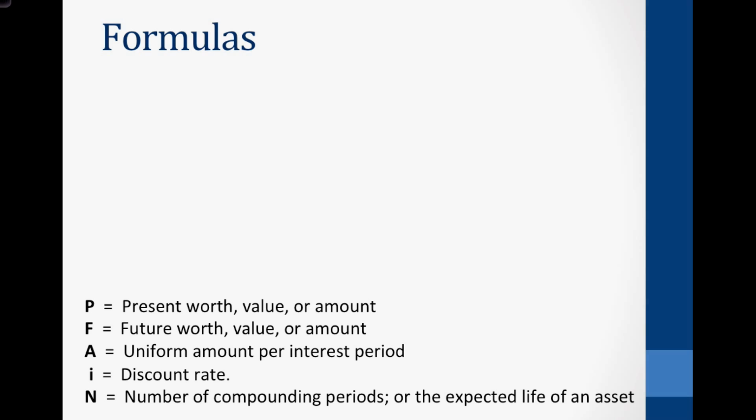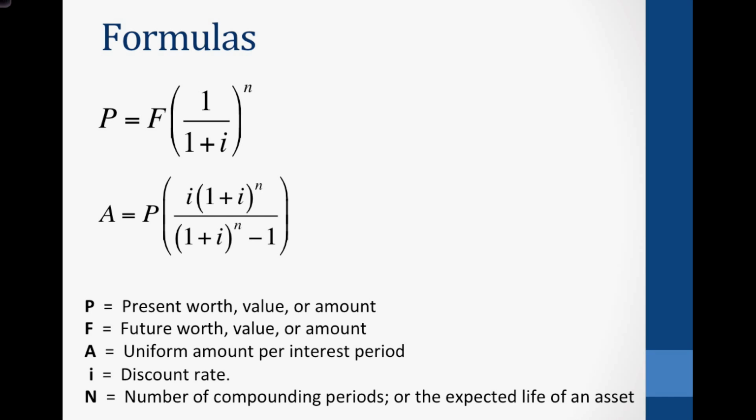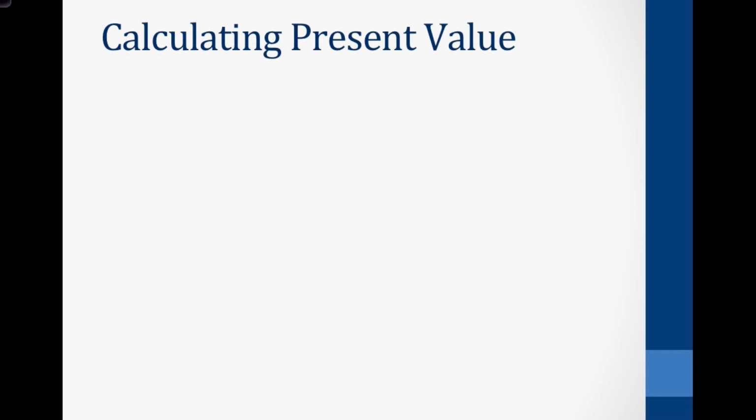So we have formulas to do just that. To bring a future value into a present value, we have this formula. And once we have this present value, we have a formula that we can use the present value to solve for an annual worth. Below are the definitions of the variables, where P is the present worth, F is the future worth, A is a uniform amount per period, I is the discount rate, and N, in our case, is the expected life of an asset. So let's get started finding the present value.